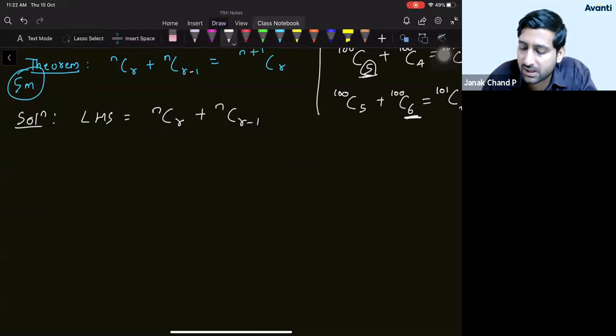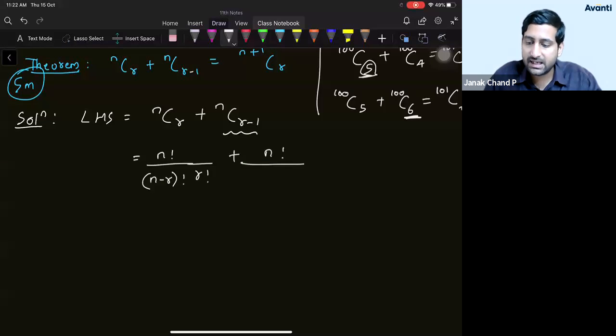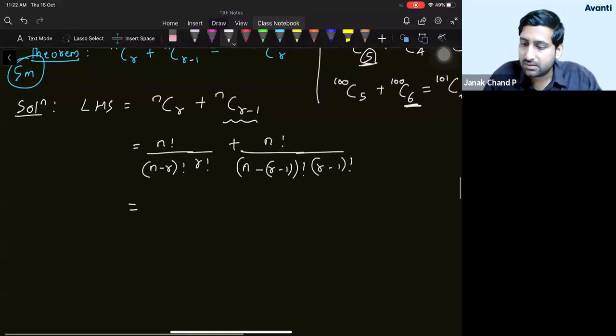The formula for this, student, is n factorial divided by (n minus r) factorial into r factorial. And the formula for the second one is n factorial divided by, remember what you write here, this minus this. So it will be (n minus r minus 1) factorial into the factorial of this, that is (r minus 1) factorial, you need to write here. Now simplify this further, students. You write n factorial here, right? This will be (n minus r) factorial.